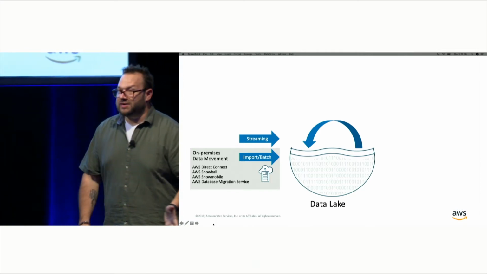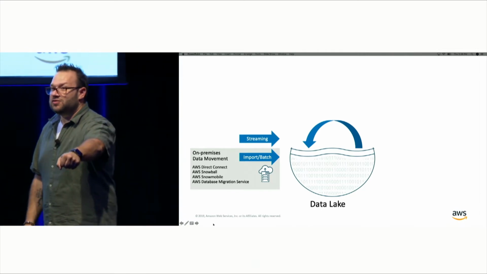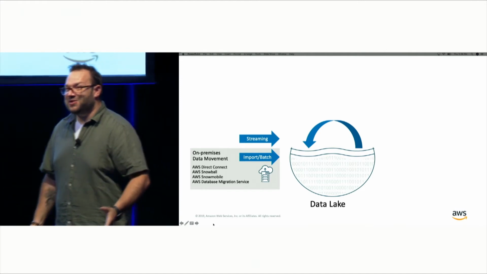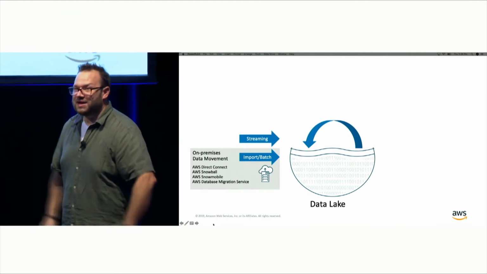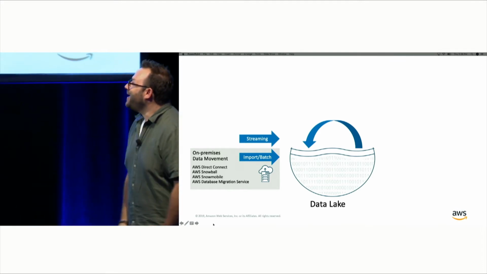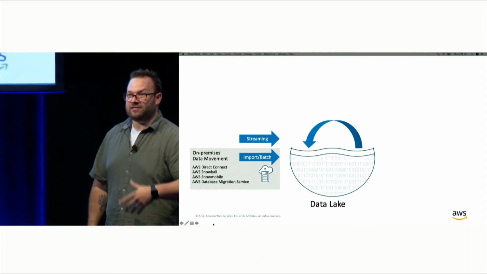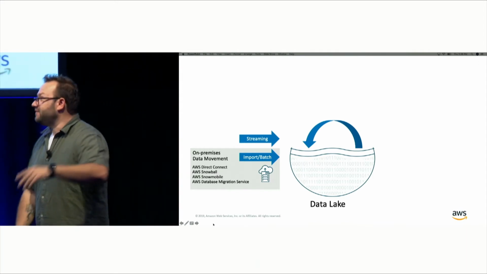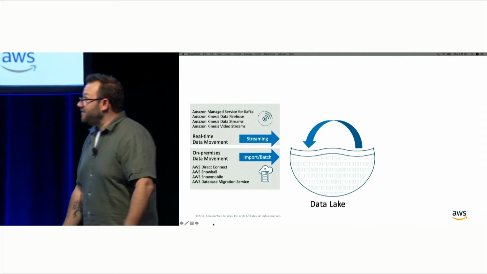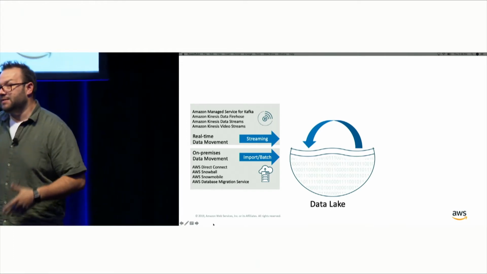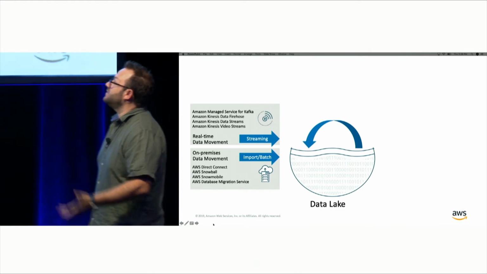You can use Direct Connect. You can send a device to your on-premise, copy the data, and send it back. If you have petabytes of data, you can actually send a truck. We call it Snowmobile, and it comes to your data center. And we have Database Migration Service if you want to move something from Oracle to another database. If you're using something around real-time streaming, you have options today on AWS, like managed service for Kafka, or you can use Amazon Kinesis.